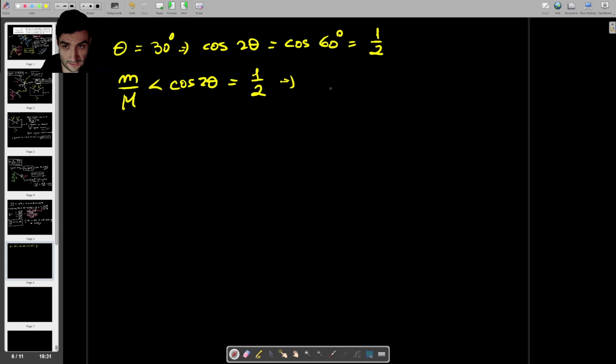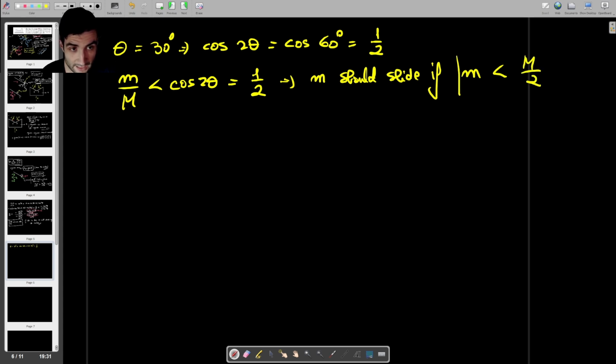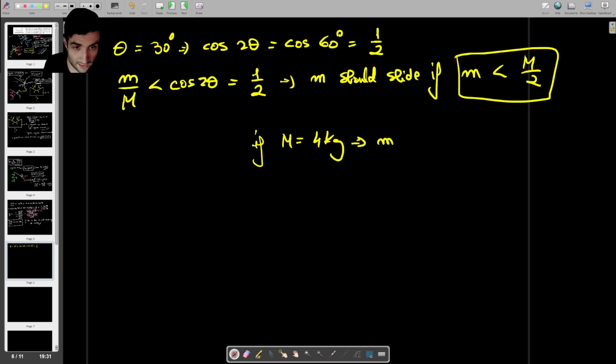So in other words, we're saying that m should slide if its mass is less than half of the mass of big M. So, for example, if big M is 4 kilograms, then for this to happen, small m has to be less than 2 kilograms. Now, would this work in reality? Well, we can't actually simulate this in reality because there are all sorts of other unwanted effects, but we can use the second best thing, which is a simulation.